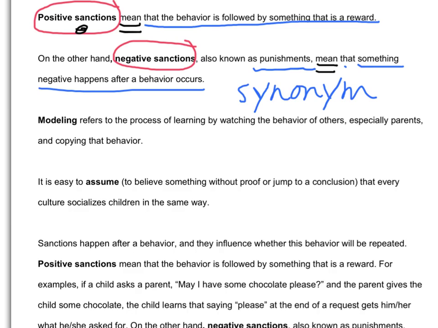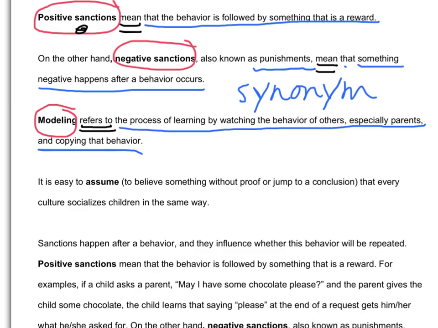All right, let's look at the next example. Modeling refers to the process of learning by watching the behavior of others, especially parents, and copying that behavior. The key term is modeling. The linking term is refers to, and the definition is the process of learning by watching the behavior of others, especially parents, and copying that behavior. There it is. That's a very simple pattern. Okay, let's look at the next one.